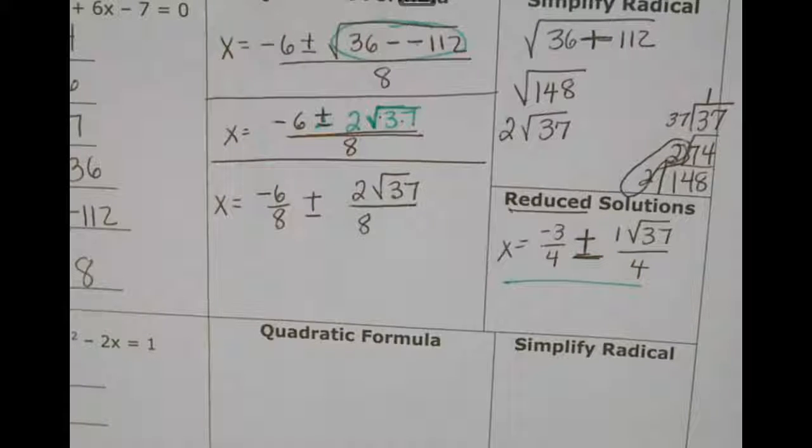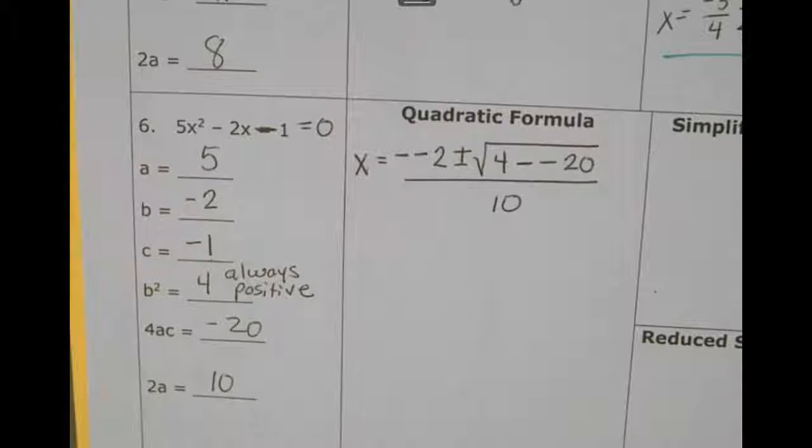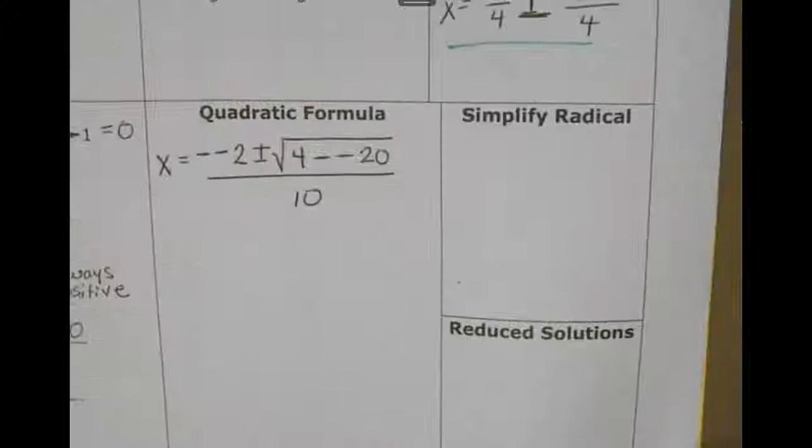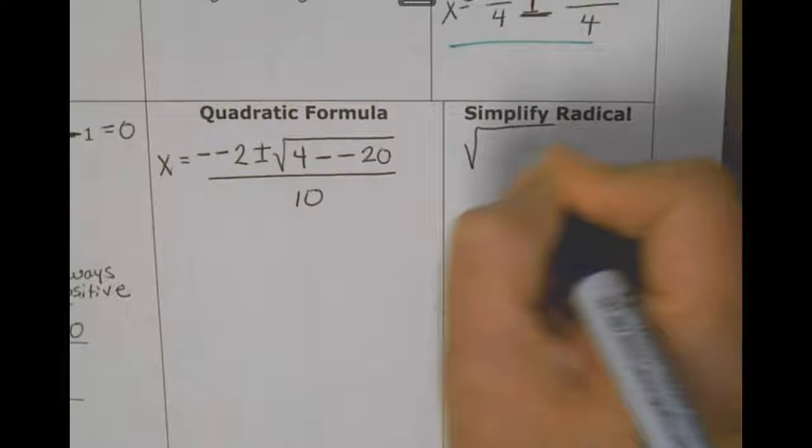Okay, see how far you can get on problem number 6, please. Did you get that far correctly? If you can get the chart filled in, if you can get the formula filled in on the test next Tuesday, you will get most of the points. So you fill in the chart, put down on your chart to remind you the b squared is always a positive number. You fill in the formula and then you simplify the radical.